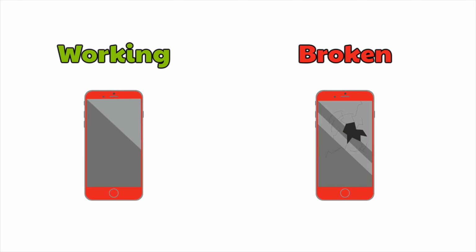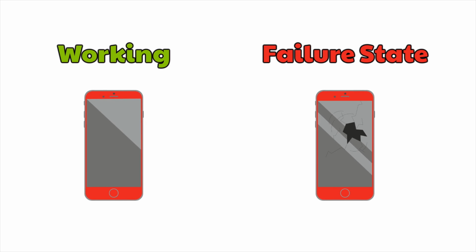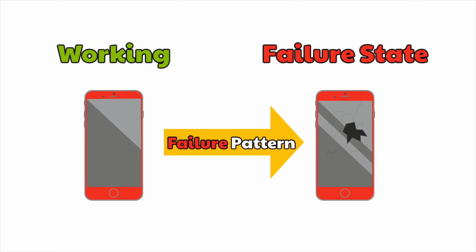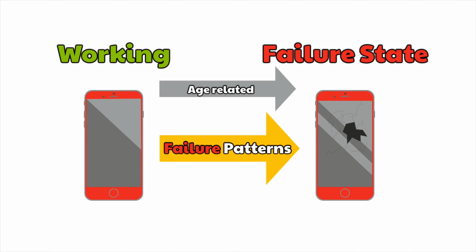Firstly, we can't talk about fixing things or predicting if things are going to break without talking about how they break. Normally, when an item breaks, or more specifically, it reaches a failure state, which essentially means it no longer functions how we designed it to, it typically does so via what we call a failure pattern, which is how it reached that failure state. And we can take these failure patterns into two major categories: age-related failure patterns and non-age related failure patterns.